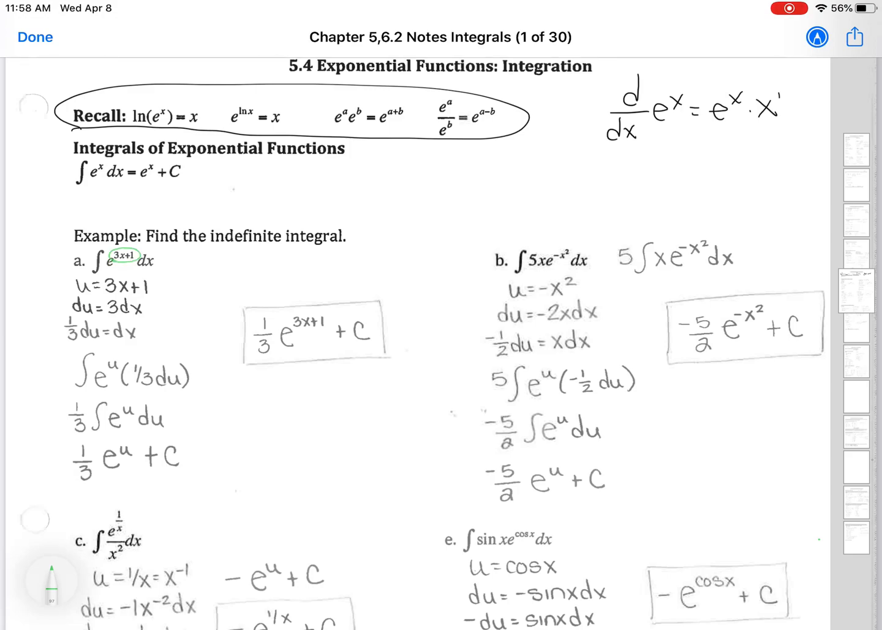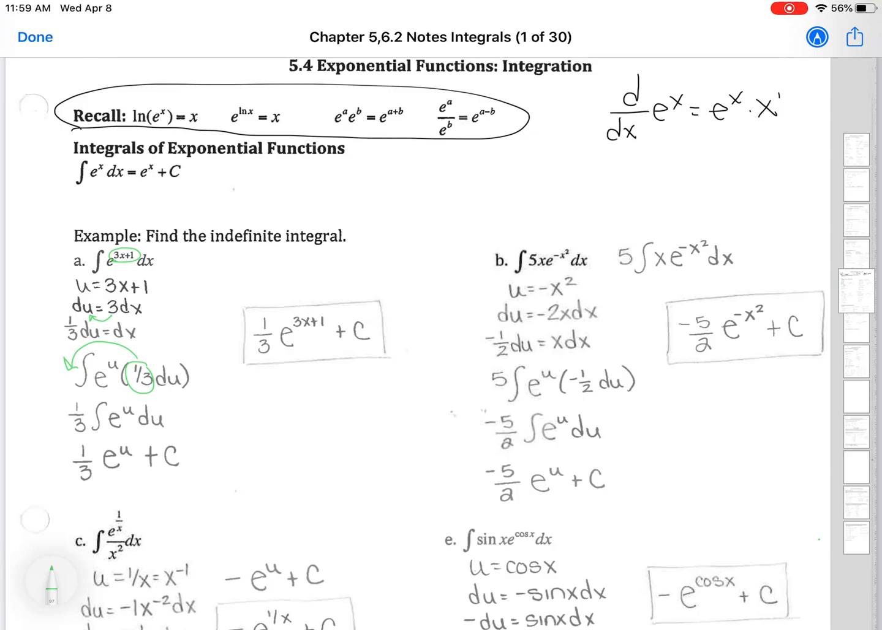So A says we have the integral of e to the 3x plus 1. So it is not just the integral of e to the x, which means whatever is in the exponent is going to be your u value. So u is equal to 3x plus 1. Therefore, the derivative of 3x plus 1 is 3 dx. The 3 is not relevant, which means we're going to bring the 3 to the other side, making 1/3 du equal dx. When we sub everything back in, we have e to the u times 1/3 du.